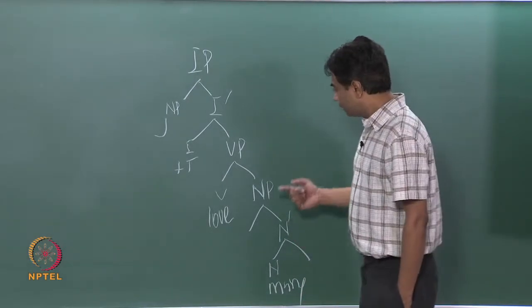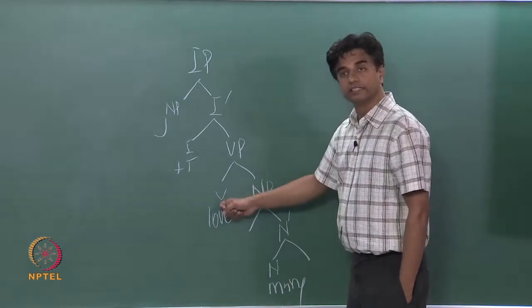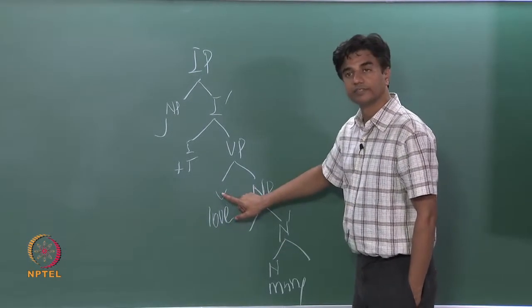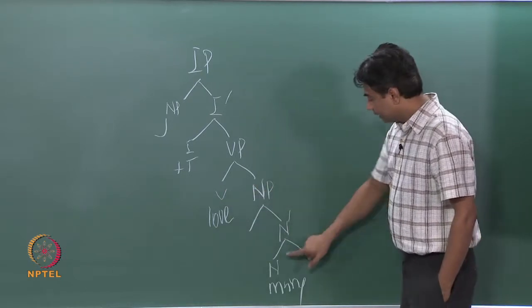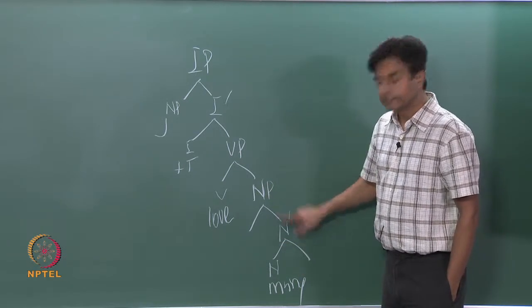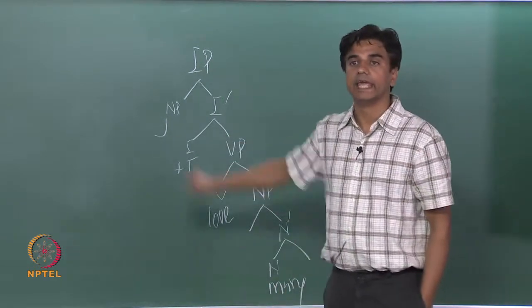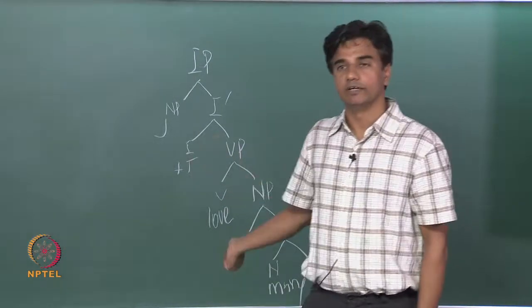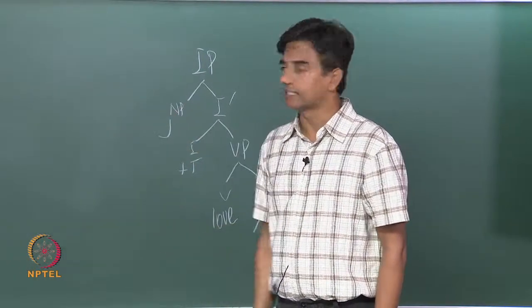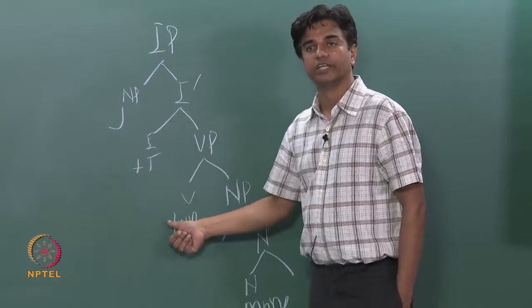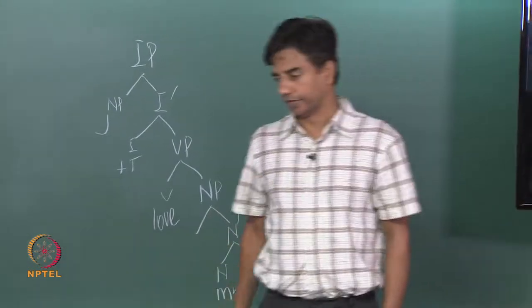However, if we allow this to govern this one, then we land in trouble. Therefore, we do not want to say this governs the head at all. So we need to say the first branching node is not enough. If there is a maximal projection in between, then B is not going to be able to govern A. However, A is going to govern B by virtue of A C-commanding B. Therefore, you see the last but one point here, maximal projections are barriers to government, in the sense that B is not going to be governing A. Get it? All right.